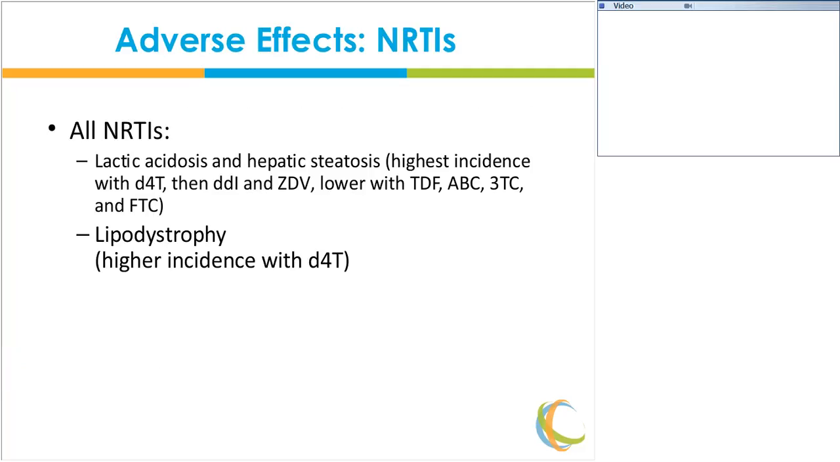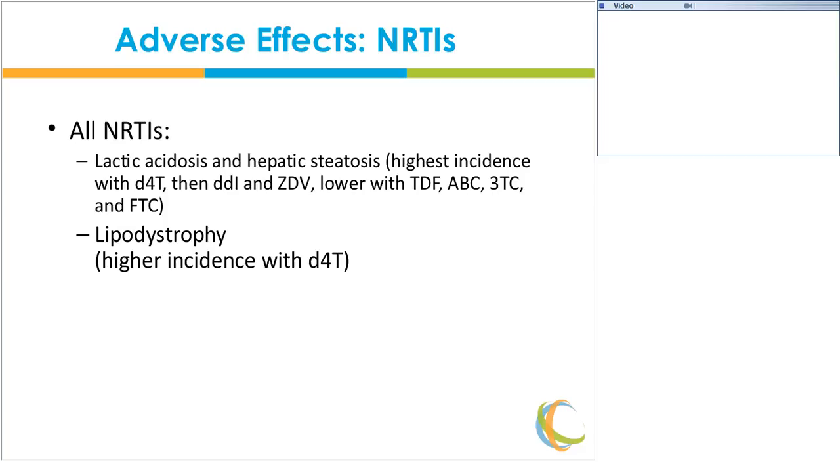Moving on to adverse effects. The NRTI class is associated with certain adverse effects. In addition, specific medications also have unique side effects that are important to consider. All NRTIs can cause lactic acidosis with hepatic steatosis. Although all NRTIs could potentially cause these problems, the incidence is higher with D4T, also known as Stavudine, DDI, or Didanosine, and ZDV, or Zidovudine, and lower with the other NRTIs in this class.